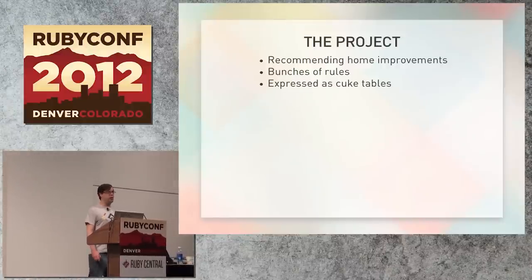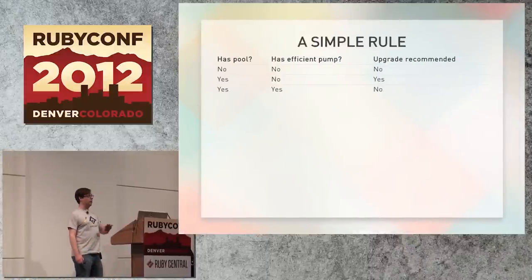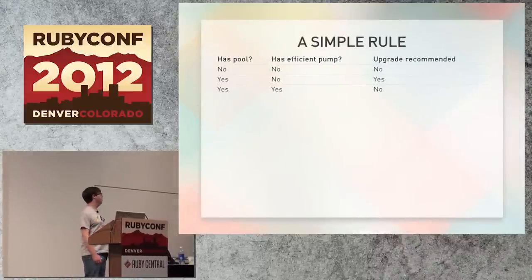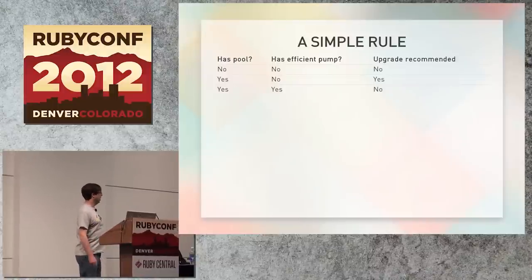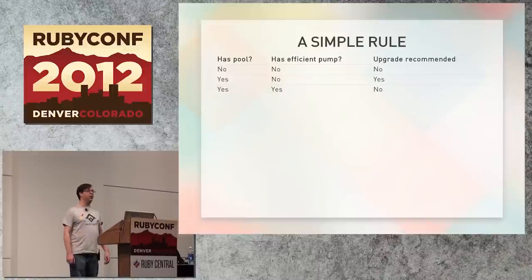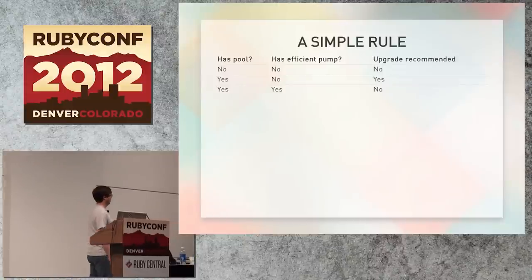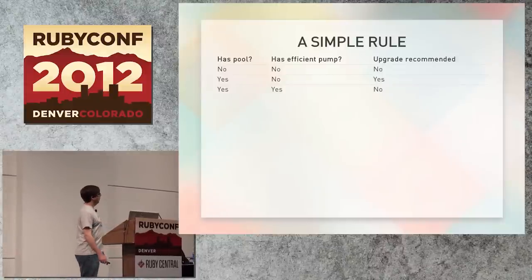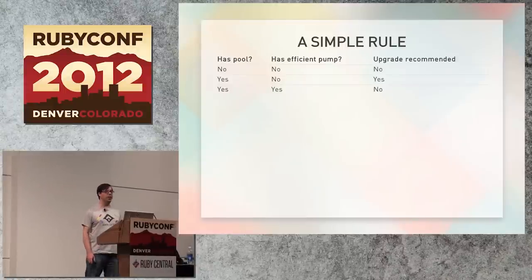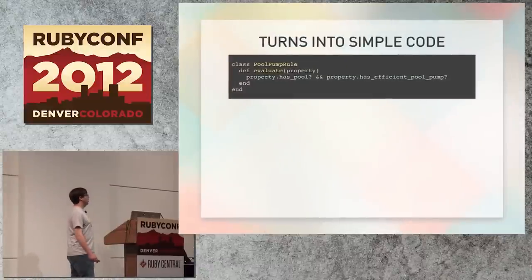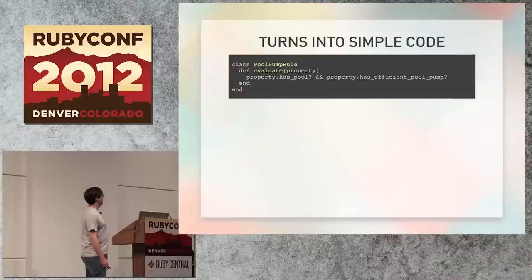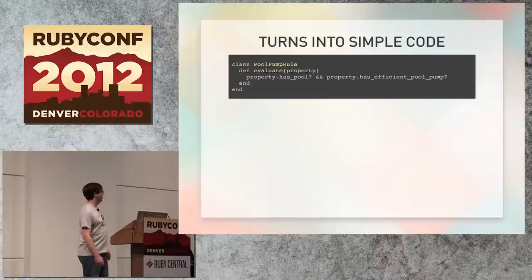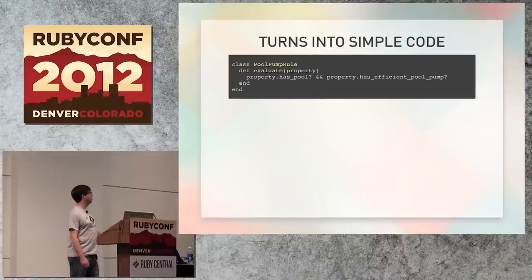So we started in on the project, and we had rules. This is one of the very simpler rules that we had, where it's talking about whether I should recommend that the homeowner replace the pool pump. As you can see there, if I don't have a pool, obviously that upgrade is not recommended, as you might guess. If I do have a pool and it has an efficient pump, then I don't need to recommend it. If I have a pool and it doesn't have an efficient pump, well then I should recommend the upgrade. So fairly simple, and as you might guess, it turns into fairly simple code. I look at the property, and if I have a pool and it doesn't have an efficient pool pump, is the way that should actually read. I'm sorry about that.